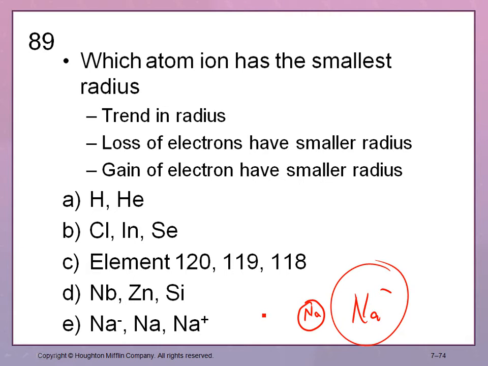Of course, if you lose an electron, anything that loses electrons, especially metals, becomes much smaller because they're losing their valence shell. So when sodium loses one electron, it loses its valence shell. Also, there's a greater charge attraction for the nucleus because now the nucleus is attracting fewer electrons, and so that tends to pull the electrons in more tightly. So the smallest one here would definitely be the sodium ion.